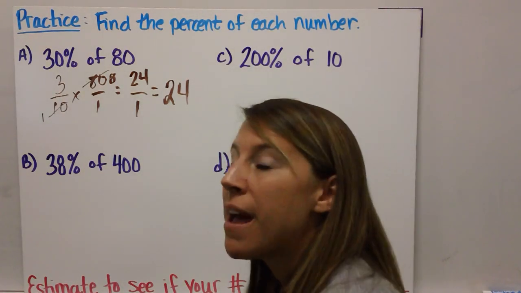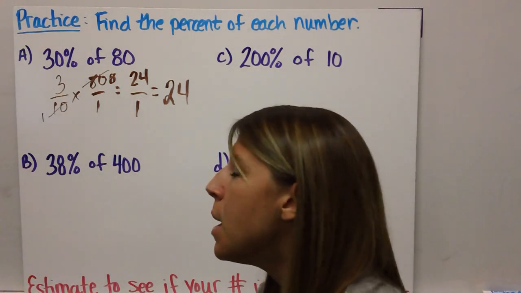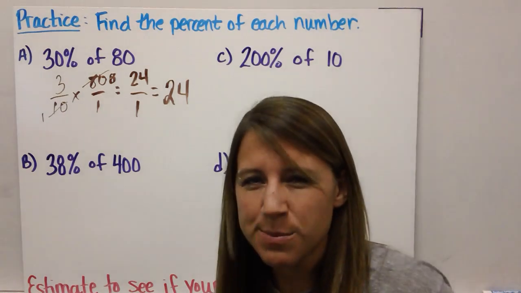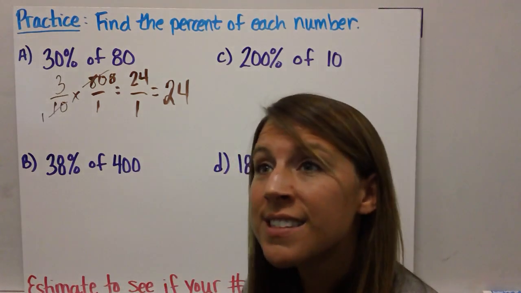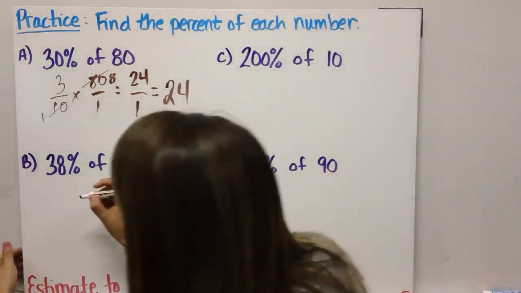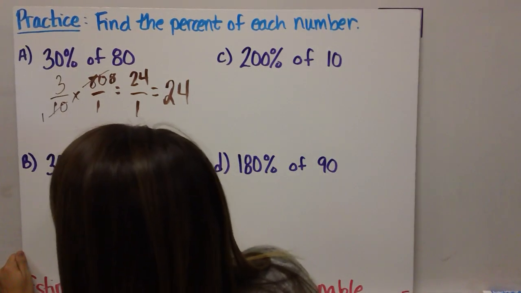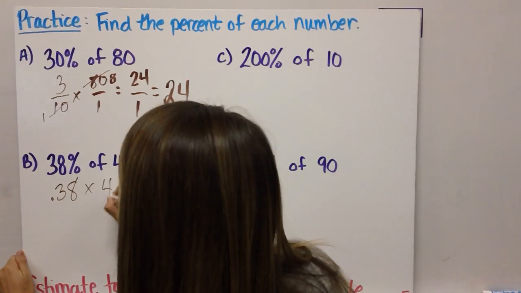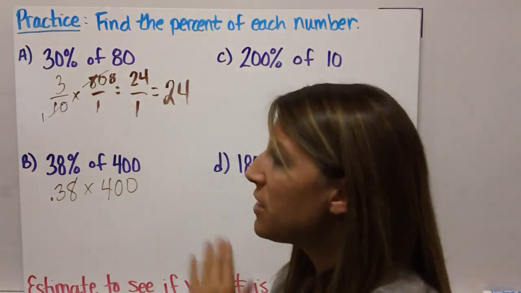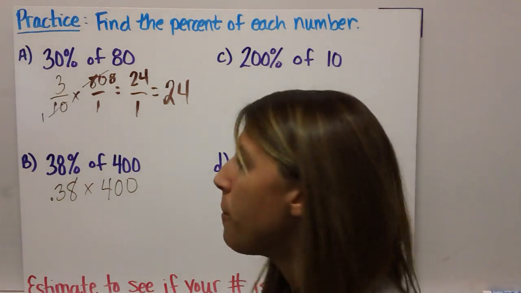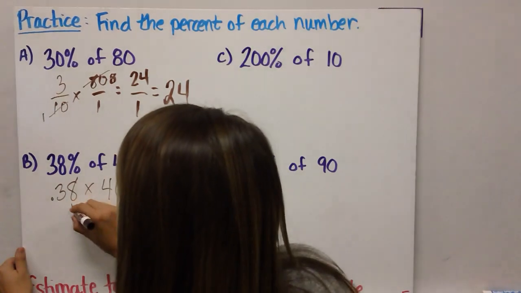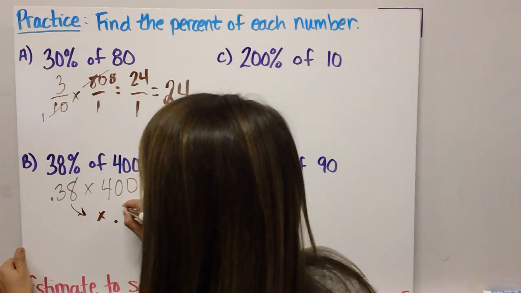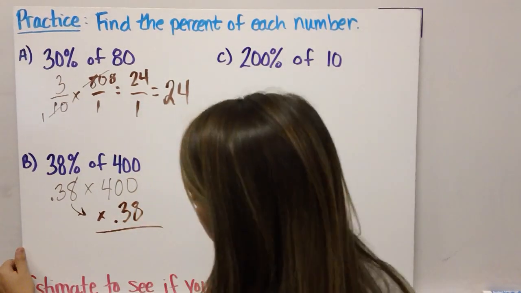38% is not something I'm as comfortable working with as a fraction. But remember to change a percent to a decimal, I have that little shortcut. And so I know that that's 38 hundredths. 38 hundredths as a decimal looks like this, times 400. So I'm not just going to leave it in that straight line format because I'm going to have to solve it on paper here. So 400, I'm just going to swing this down here, times 38 hundredths.